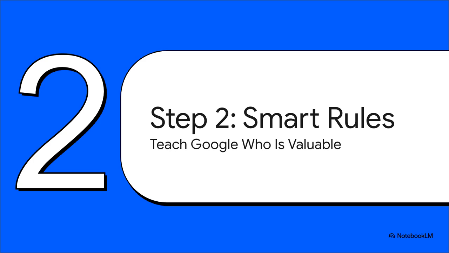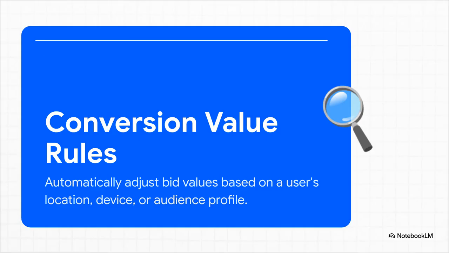Okay, so we've defined our gold standard. That's a huge step. Now we're moving on to step 2, creating smart rules. We've already told Google what we want. Now it's time to teach it who we want it from. So to do this, we're going to use a really cool feature called conversion value rules. The best way to think about these is like a treasure map. You're literally giving Google specific instructions to automatically bid more for people who match certain high-value criteria.